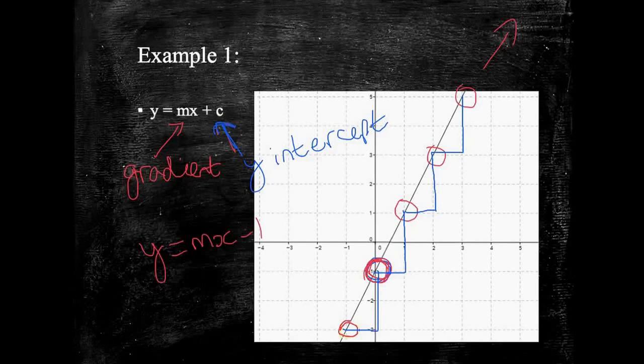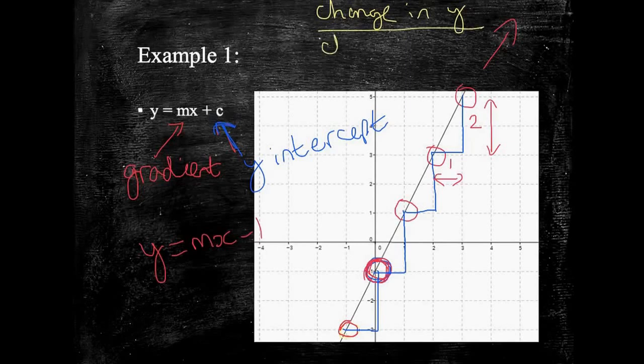What we do is, if I put some numbers next to this, and it goes along 1 and up 2, we can use this idea that it's changing in the y direction 2, so changing here 2 for every 1 along. And the proper way to think about this is it's a change in the y direction divided by a change in the x direction. So a change in y divided by a change in x.